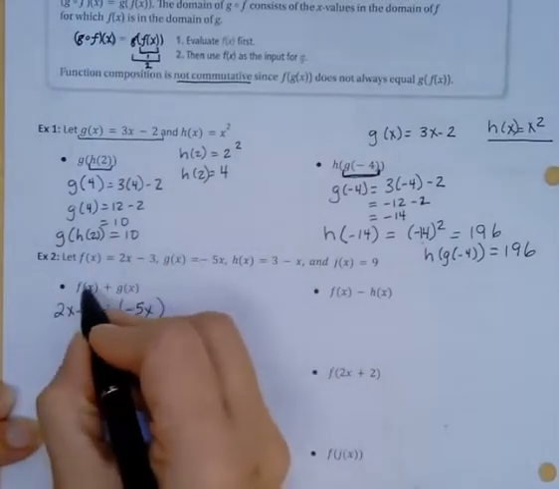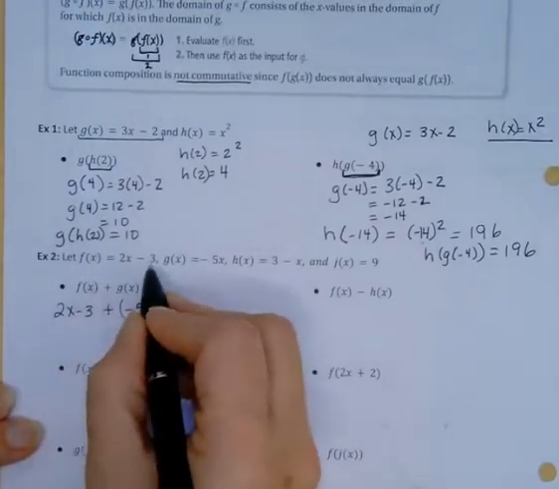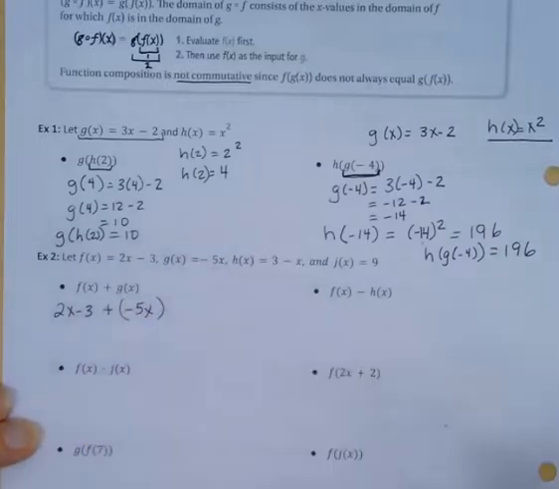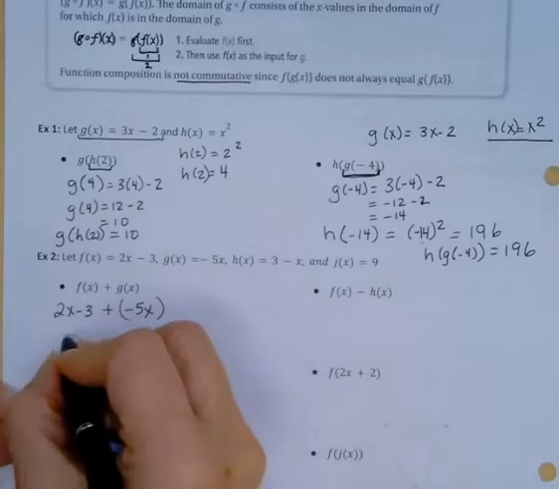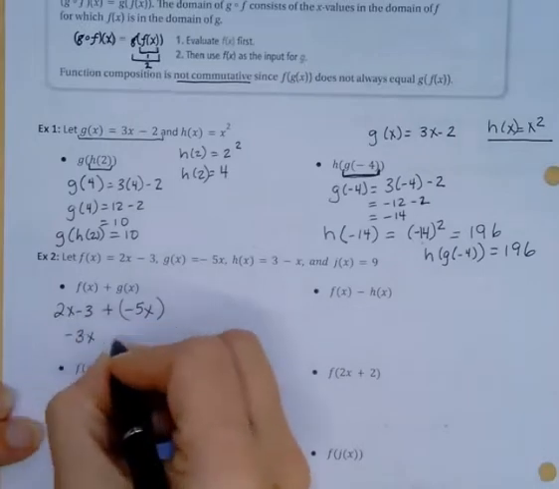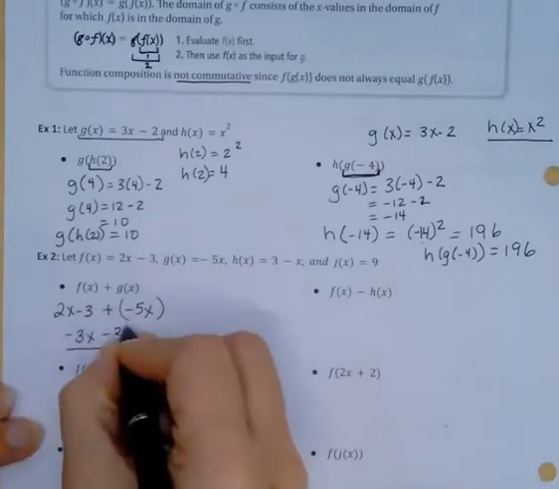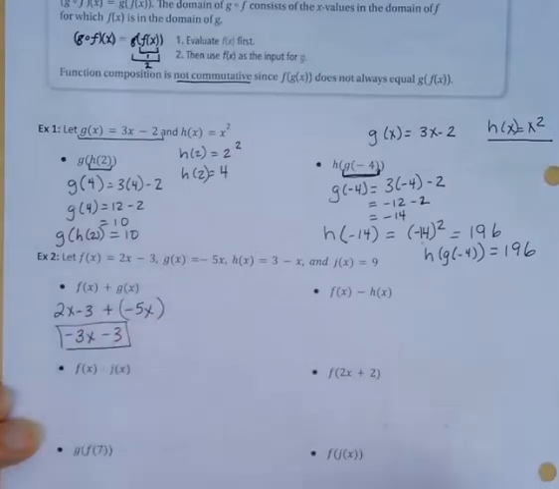So I have plugged in f of x, I know that was 2x minus 3, and g of x was negative 5x. And now I'm going to combine like terms. 2x minus 5x is negative 3x, and that negative 3 doesn't get combined with anybody. So my final answer, I just combined like terms. It's negative 3x minus 3.